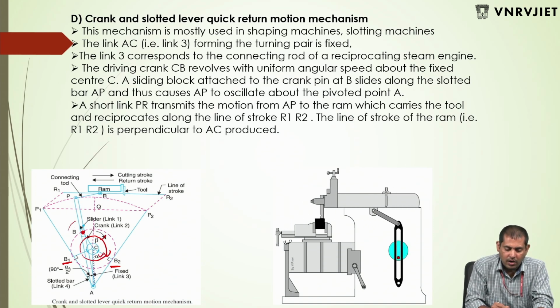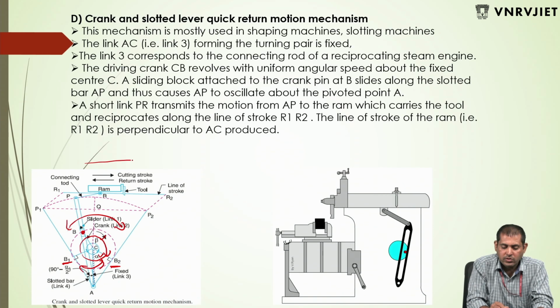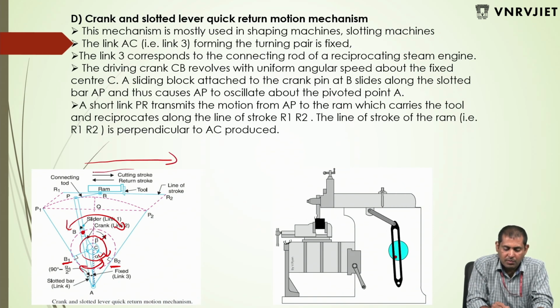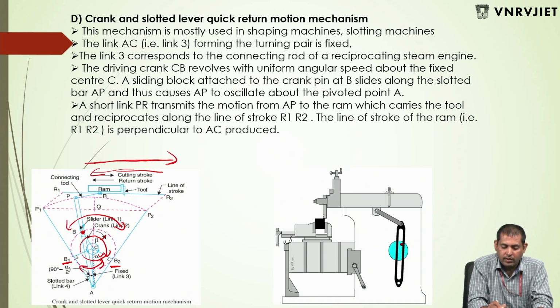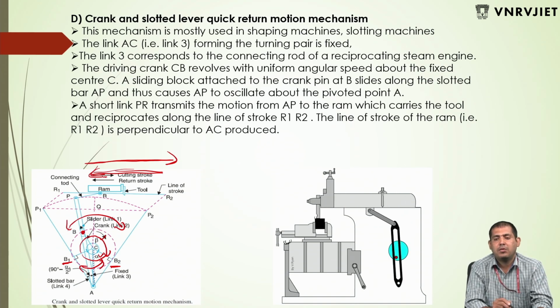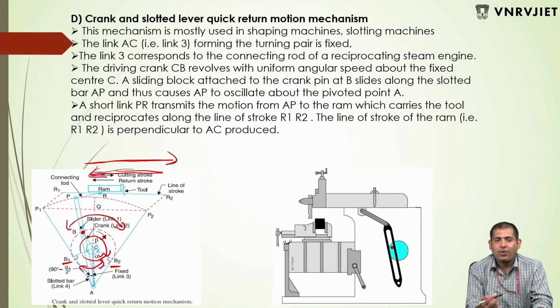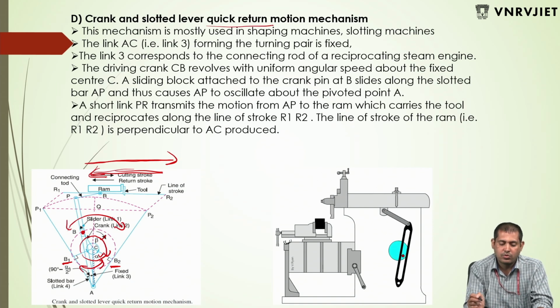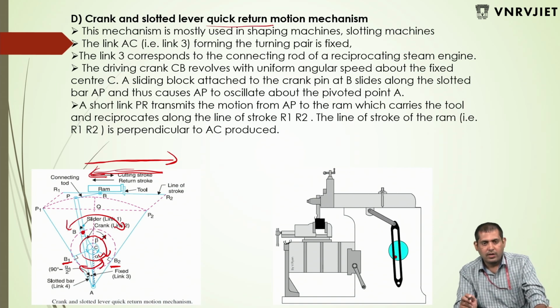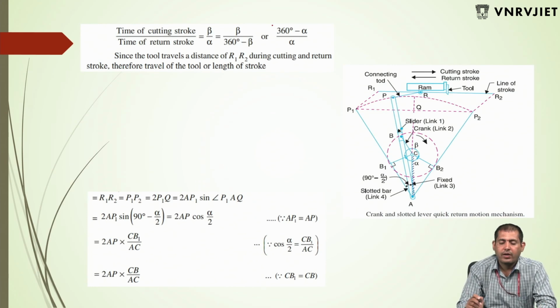So while this is a longer path and this is a shorter path, it means that during the cutting stroke it moves slowly, and the return stroke comes fast. The cutting stroke slowly moves towards the workpiece, and while coming back it immediately returns to the backside. That's why it is called a quick return motion mechanism. Here a few things we have to learn: the time of cutting stroke to the time of return stroke.